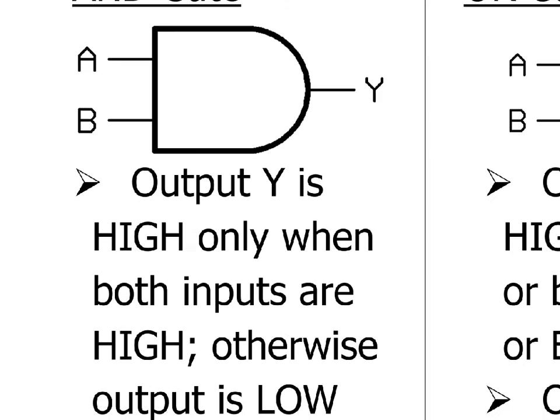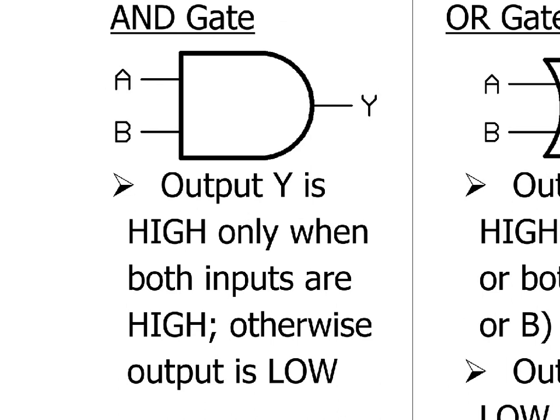So how does the AND gate work? Well, output Y is high, or high voltage, only when both inputs are high. So if A is high, B is high, then Y is high. If A is on, B is on, Y is on. If A is off, Y is off. If B is off, Y is off. And if A and B are off, then Y is off.